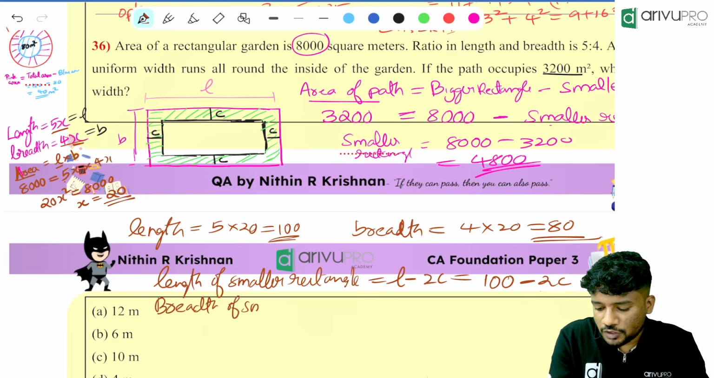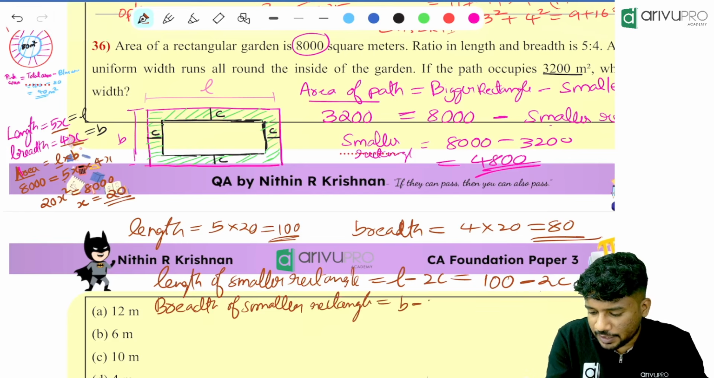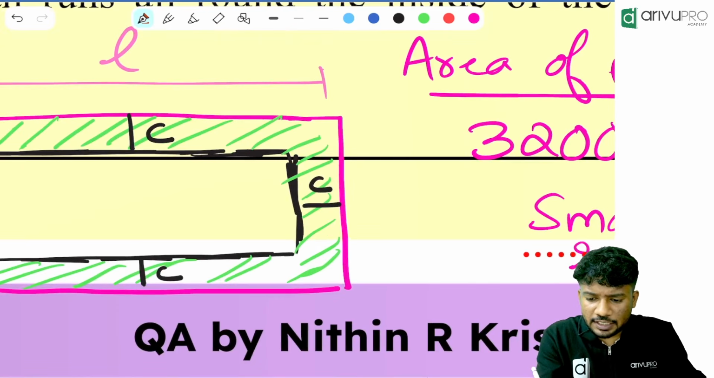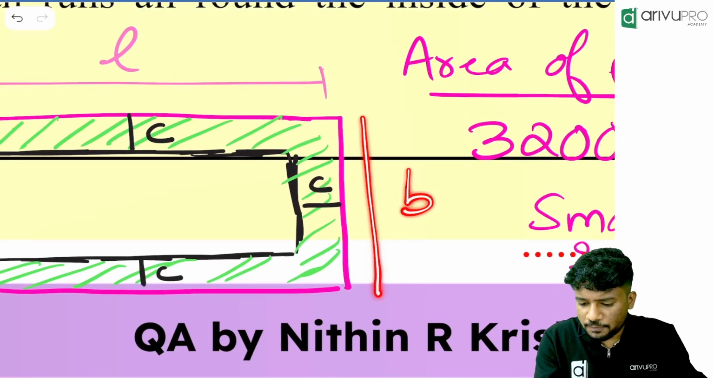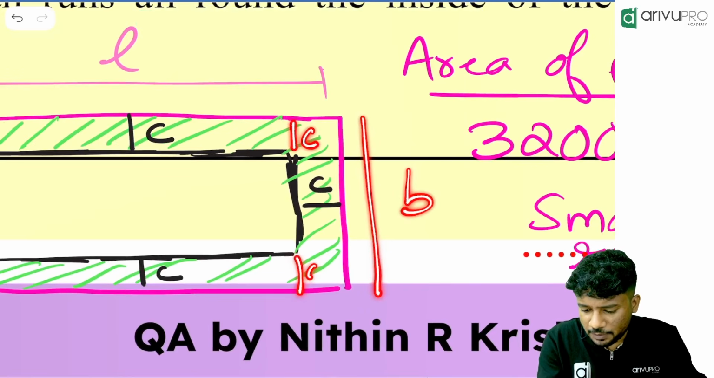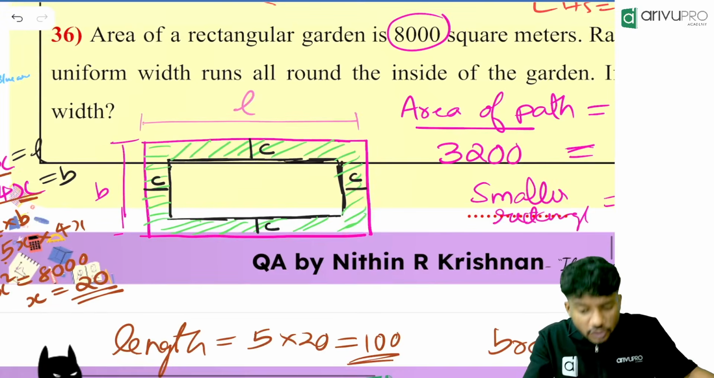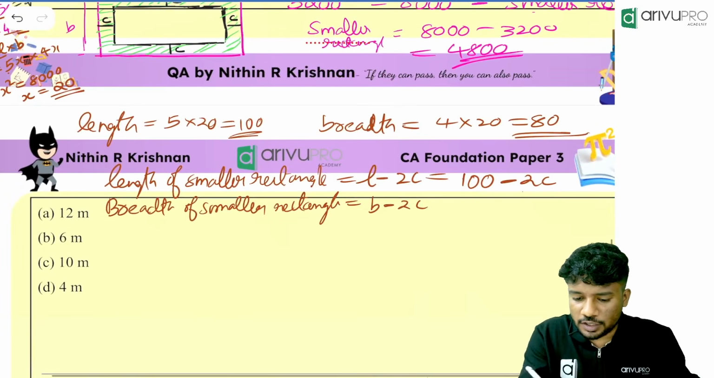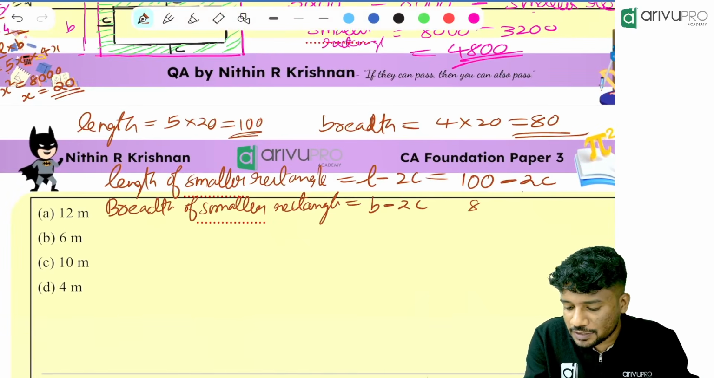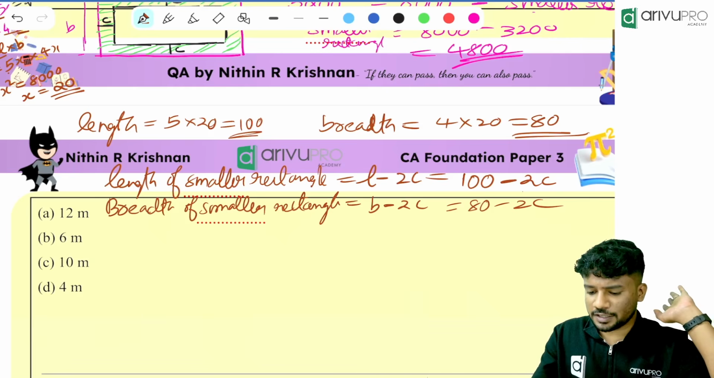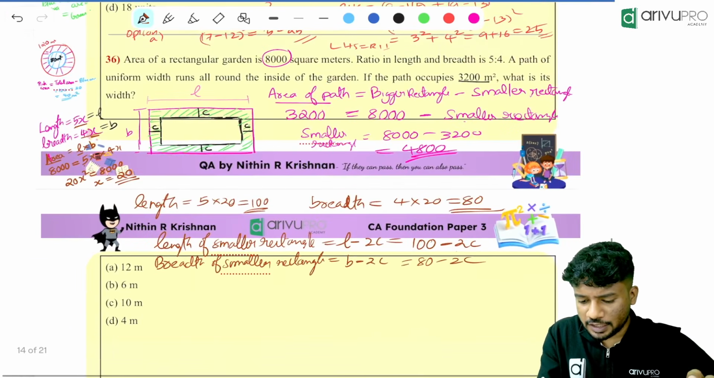Then can anyone tell me the breadth of the smaller rectangle? Can I say that it is B minus 2C? Look here, same approach. This entire thing is B. From that I am reducing C, and from that I am reducing C. So B minus 2C will be the breadth of the smaller rectangle. So it will be 80 minus 2C. Done, people. If you ask me, the answer is completed.